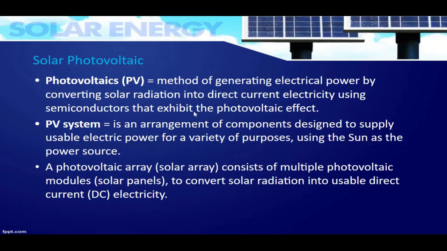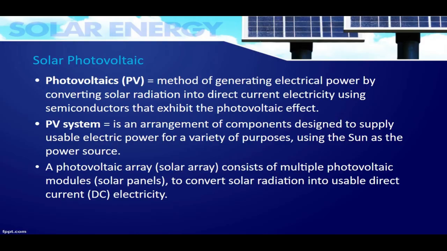The photovoltaics is what was explained earlier, the method of generating electrical power by converting solar radiation to current electricity using semiconductors, which are the photovoltaic cells. The photovoltaic system is an arrangement of components, the architecture itself, designed to supply usable electric power for a variety of purposes, using solar rays. And then we have the photovoltaic array, which consists of multiple photovoltaic modules that convert solar radiation into usable direct current, which is DC.